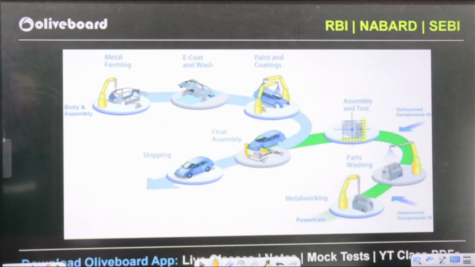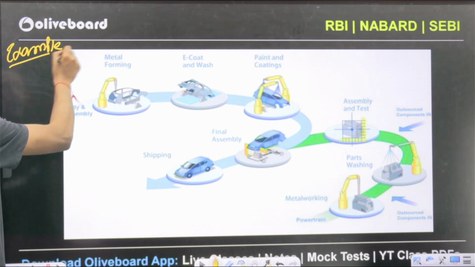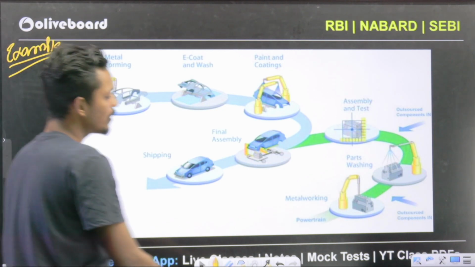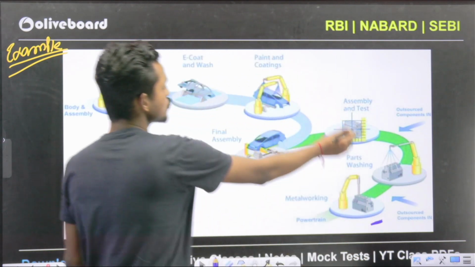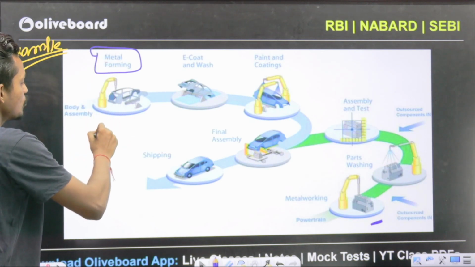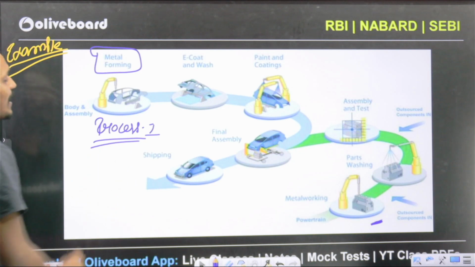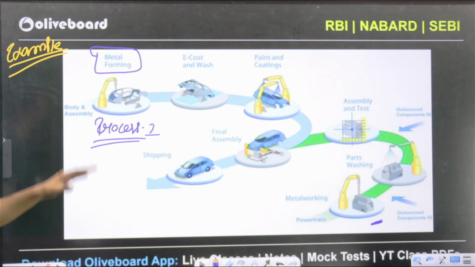Here you can take an example: when you are manufacturing a car, what do we require? First of all you need metal. By using this metal you form the shape of the car. This is your process 1. In this process 1 we are introducing some amount of raw material, and the raw material is the metal.